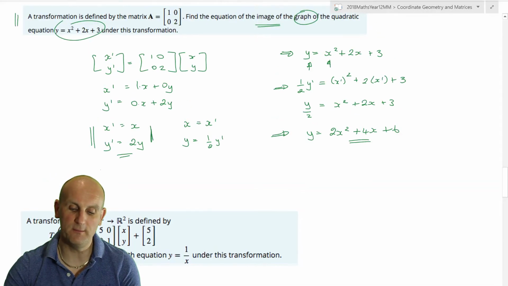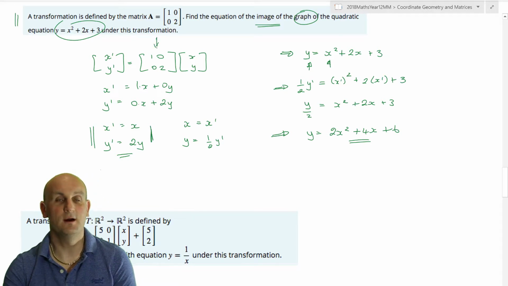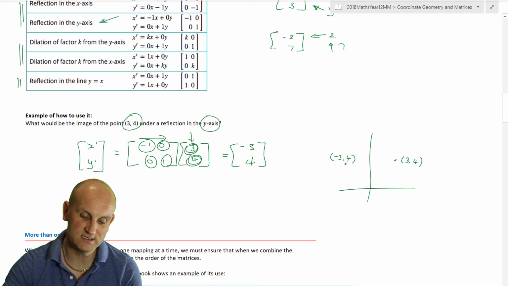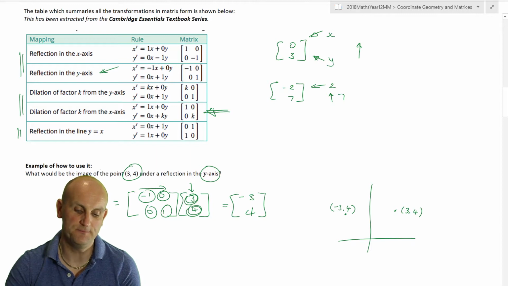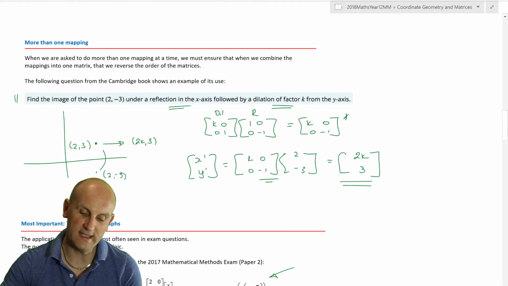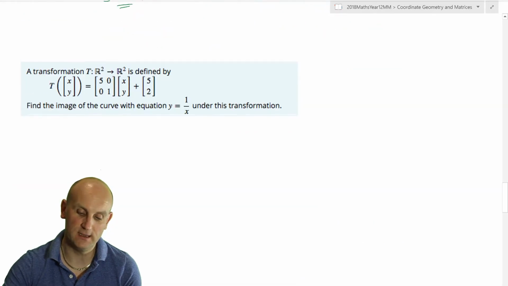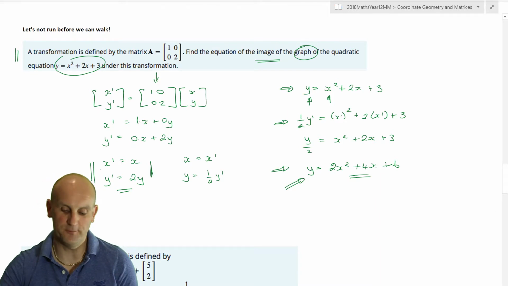Now remember, if we go back, do we recognize what that actually meant? Well, we could look it up as the matrix 1, 0, 0, 2. So that would fit there, which means I've had a dilation of factor 2 from the x-axis. So all of my y values would effectively have been doubled. And that's exactly where that equation came from.